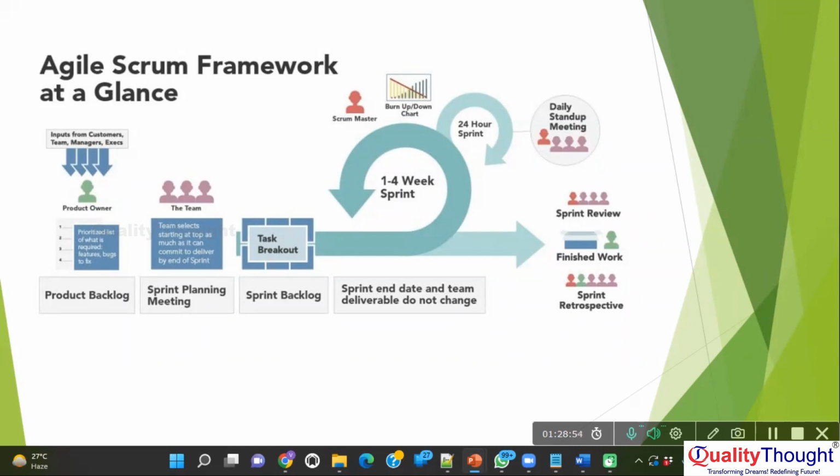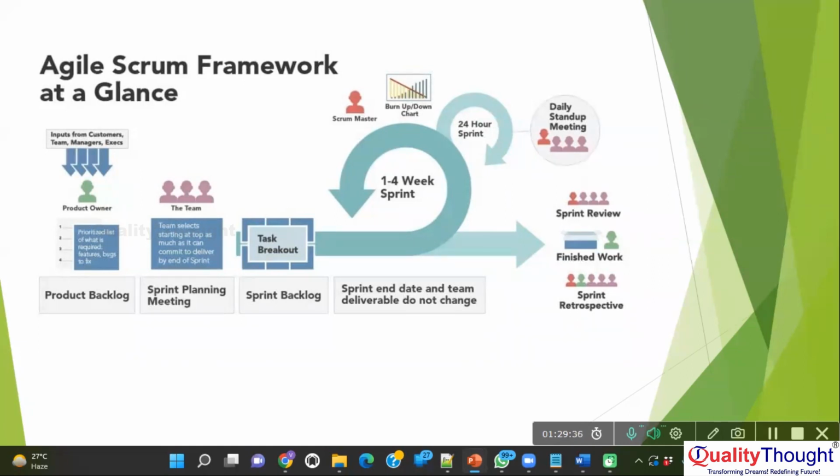Look at these points. There are three main people here. One is the product owner, another is the team, and the third one is the Scrum Master. The team consists of developers, testers, deployment engineers, and the support staff and release management. Are you getting the point? The product owner is mostly like a BA.